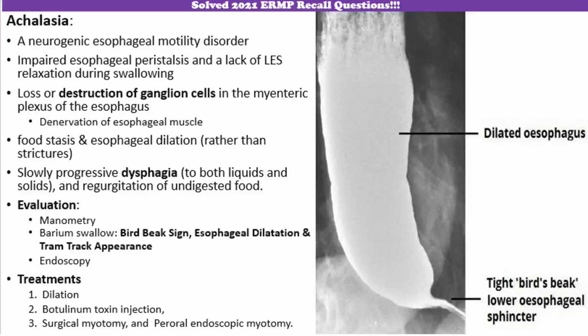Evaluation typically includes manometry, barium swallow, and endoscopy. On a barium swallow, achalasia typically presents with a dilated esophagus, rather than stricture, that tapers abruptly at the level of the lower esophageal sphincter. This appearance is often referred to as the bird's beak sign. The esophagus appears dilated due to impaired peristalsis and failure of the lower esophageal sphincter to relax. Tram-track appearance refers to a central longitudinal lucency bounded by barium on both sides, creating a tram-track-like appearance. Treatment options of achalasia include dilation, botulinum toxin injection, and surgical myotomy.